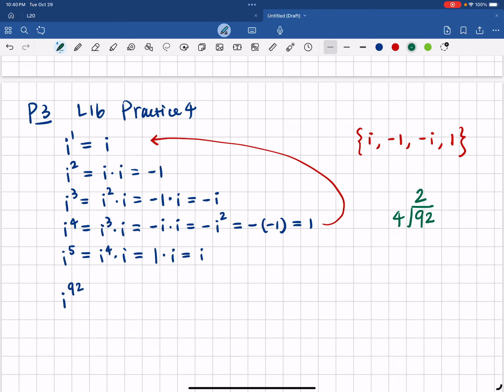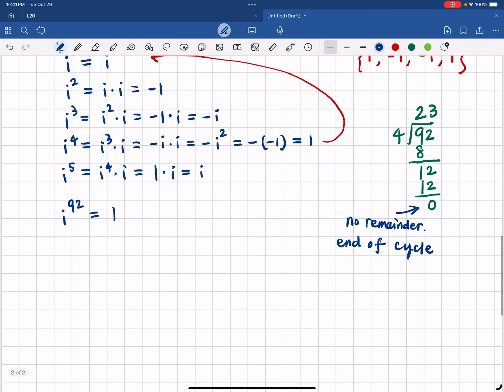This will be, first it will be 2. 2 times 4 is 8. So we have a remainder of 1. And then we drop 2. Now we're dividing 12 by 4. That's 3. And there is no remainder. No remainder means it's at the end of the cycle. So as you can see right here, no remainder, it's a 0. And that means it's the end of the cycle. Which pattern is at the end of the cycle? It's 1. So that means i to the 92nd is 1.